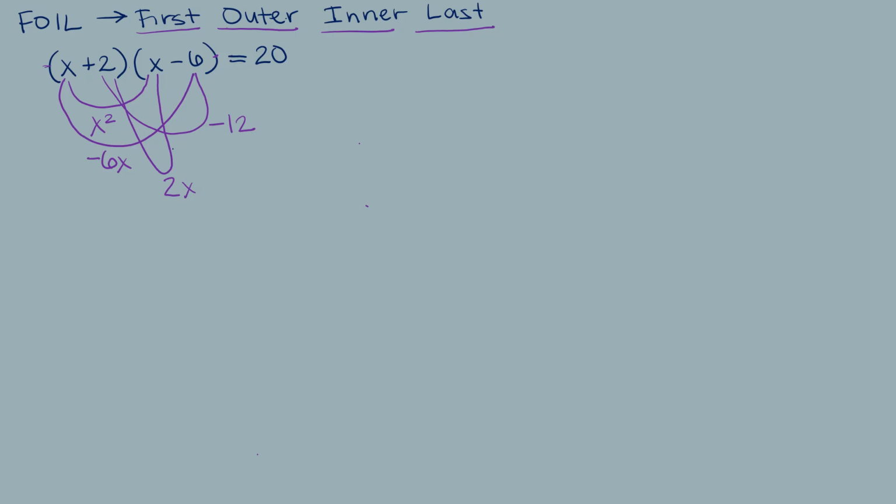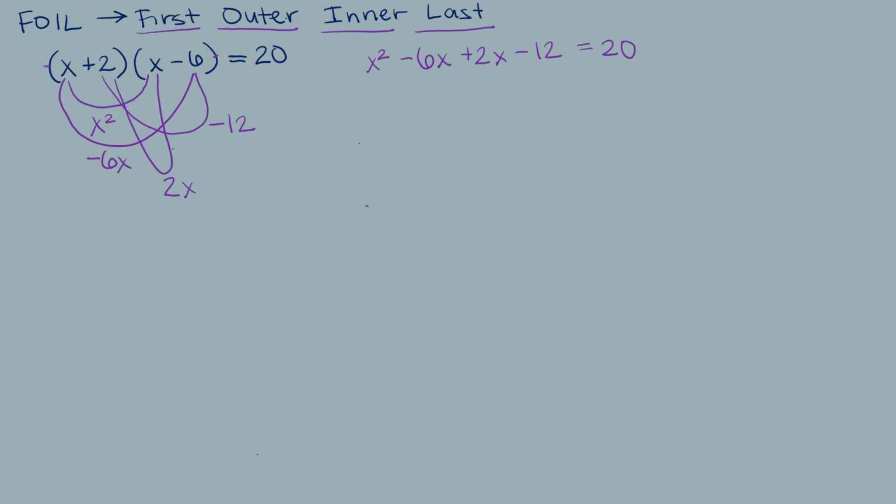But when we do these first, the first ones that we did were the 2 x's. So when we're rewriting it, we have x squared. Then we did our outers, so our x and our negative 6, minus 6x. And then we did our inner, the 2 and the x, plus 2x. And the last, the 2 and the negative 6, negative 12. And this is still equal to 20 right now because we haven't done anything on that side.